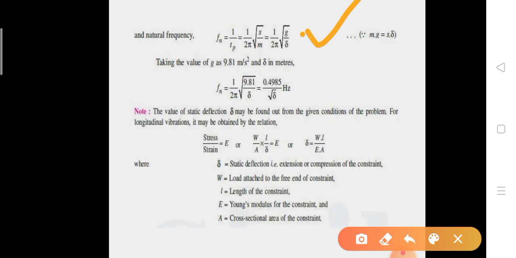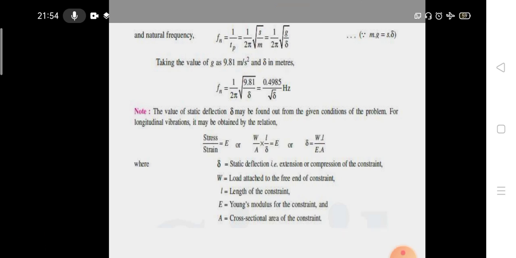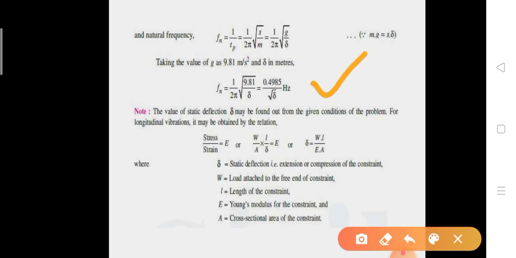So we have two formulas of frequency, natural frequency of longitudinal vibration, that is 1 upon 2 pi under root s by m or k by m, or another formula 1 upon 2 pi under root g by delta. Now you just put the value of g, that is 9.81 meter per second square, and you just solve this equation. You will get the final value as frequency is equal to 0.4985 upon under root delta, and the unit of the frequency will be hertz.